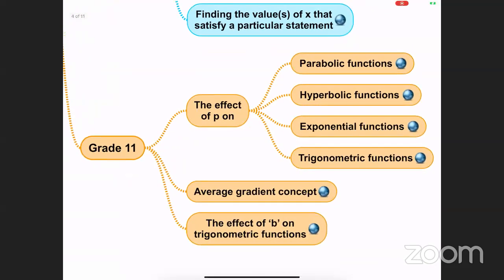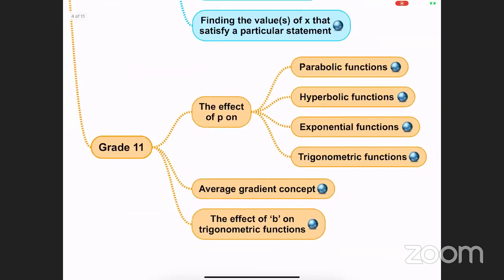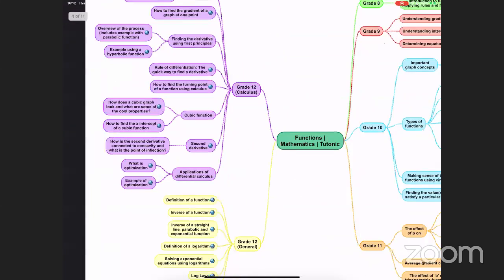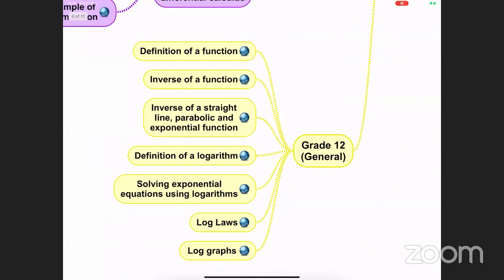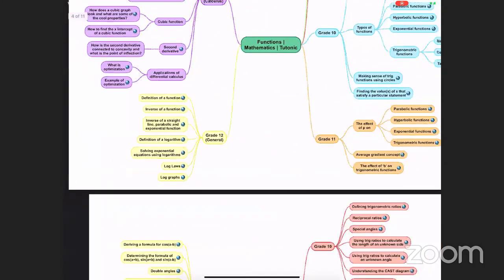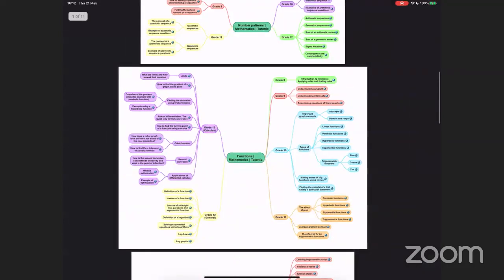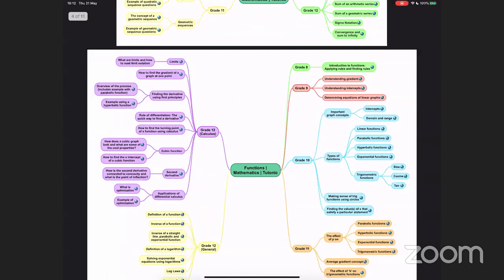Grade 11, effect of P, average gradient, we did that last week. And then grade 12, definition of a function, logs, and then calculus also. So if you're struggling to find a concept video, you can message us so that you can use the Tutonic Student Bot and say, guys, I'm looking for trig functions, and we'll point you in the right direction.